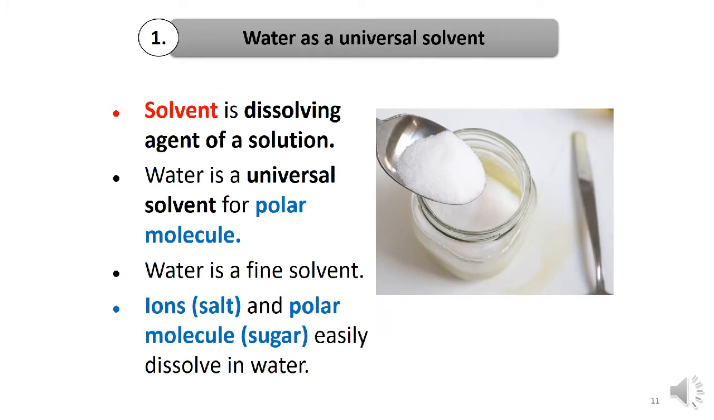Let's start with the first property of water, which is water as a universal solvent. When we talk about the solvent, it is referring to the dissolving agent of a solution, and water is a very fine solvent actually. Water is a universal solvent for polar molecules. For example, we have sugar and salt. The ions of the salt and the sugar are easily dissolved in water.